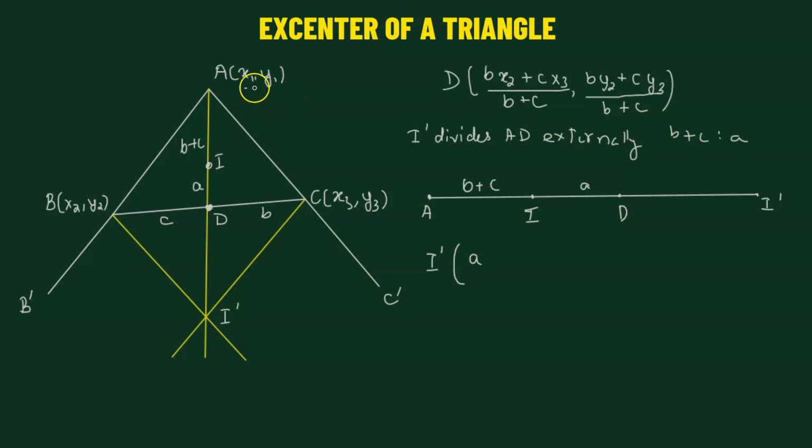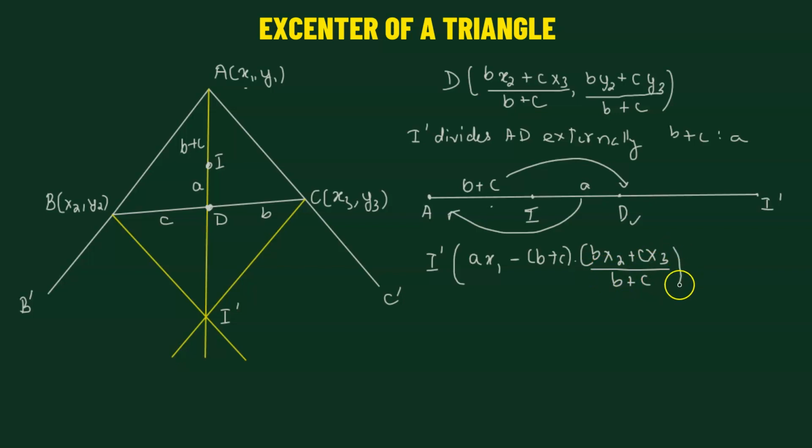So here the x coordinate of A is x1. So we have A times x1. But this time we'll have to consider minus. So we have minus of B plus C multiplied to the x coordinate of D. So the x coordinate of D, it's simple. So this is going to get multiplied with this, and A is going to get multiplied with A. So B plus C times the x coordinate of D, that's bx2 plus cx3 divided by B plus C. Fine. Whole divided by A minus B plus C.